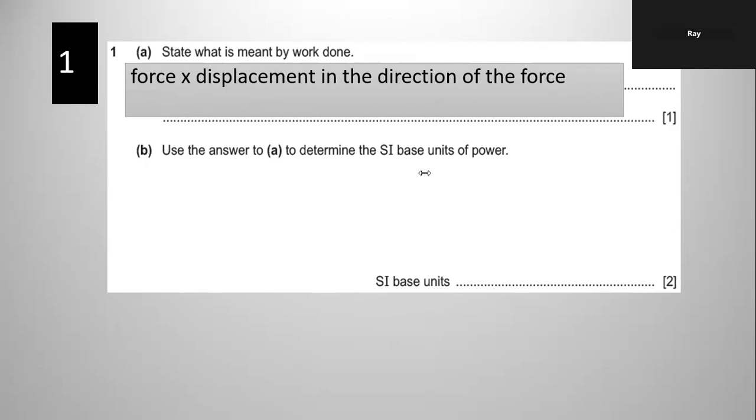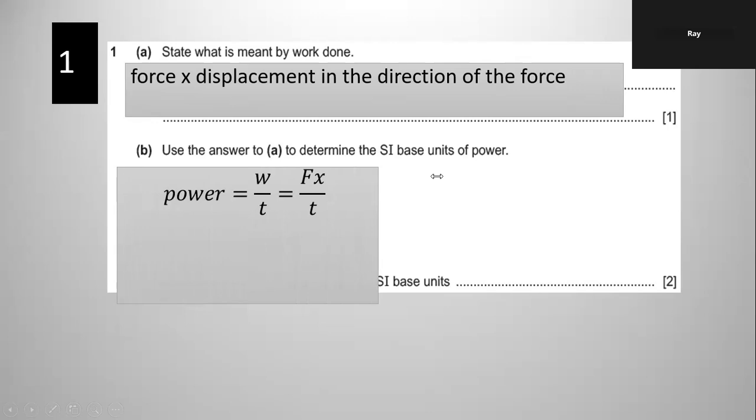Okay, what's the base unit? kg m squared s to the minus 3. Right, must show your working. This is your force, mass times acceleration, kilogram meter per second squared, times meter. Okay, good. Kilogram meter squared second to the minus 3.